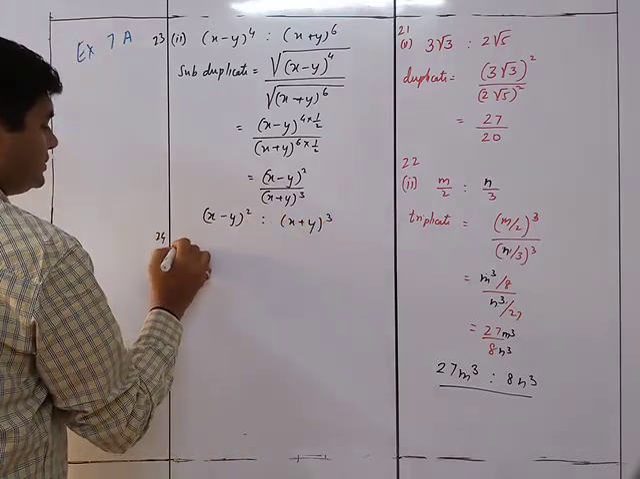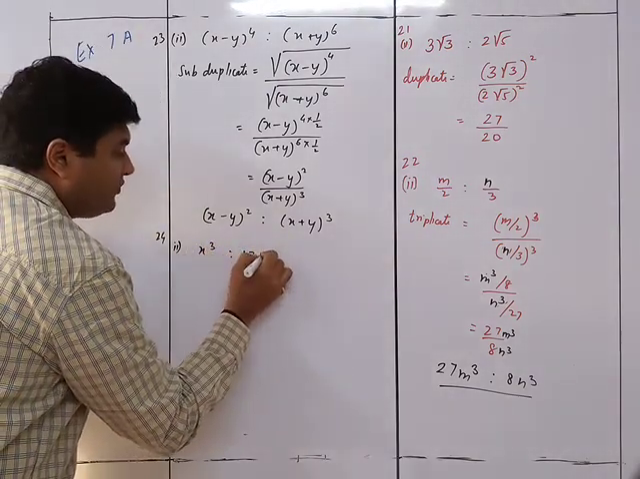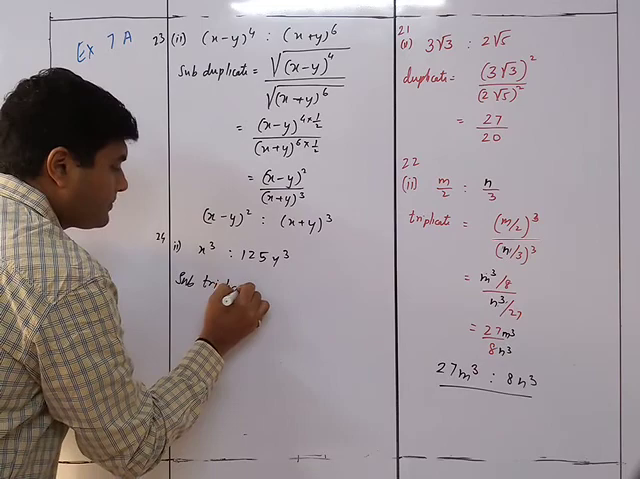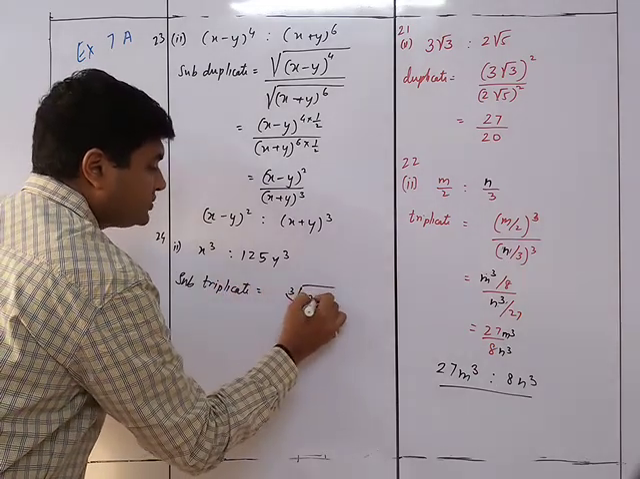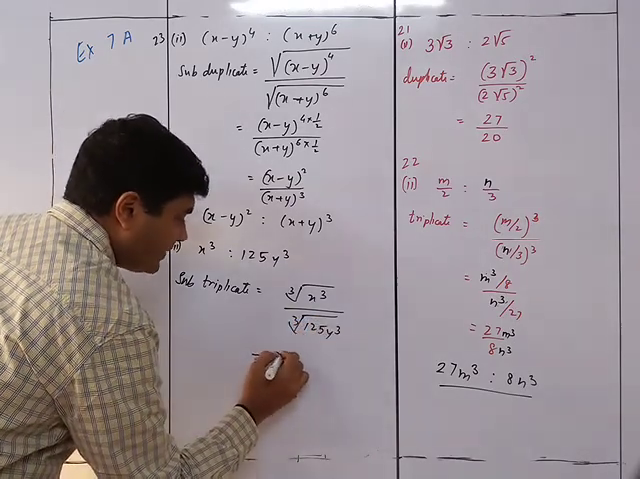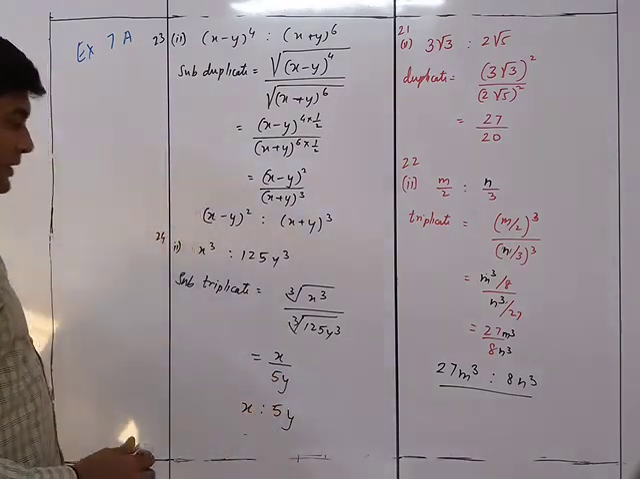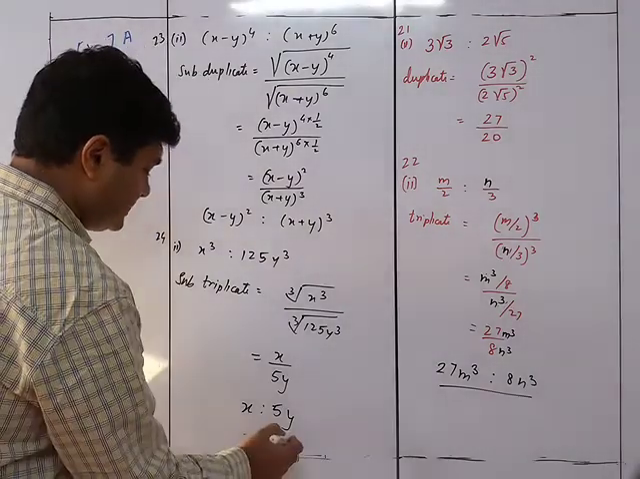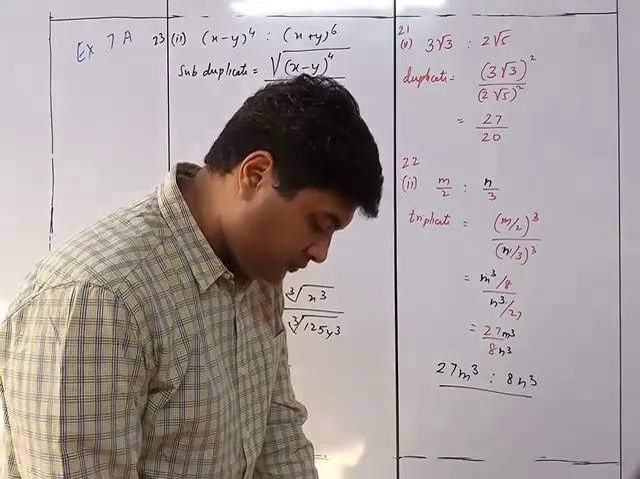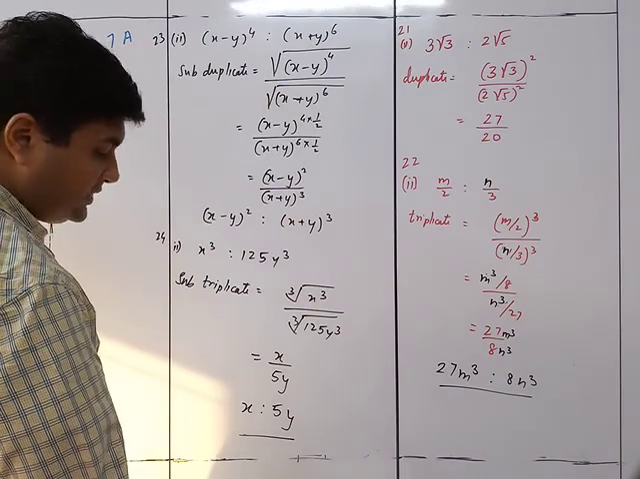Sum number 24th, second. X cube is to 125 y cube sub triplicate is equals to cube root of x cube upon cube root of 125 y cube. That's nothing but x upon 5y. So x is to 5y. That's the answer. Let's check it out. The answers for 23rd and 24th. 23rd is x minus y the whole square is to x plus y the whole cube. 24th is x is to 5y.